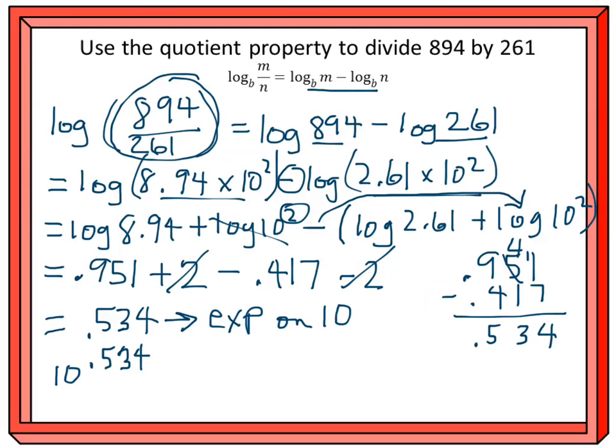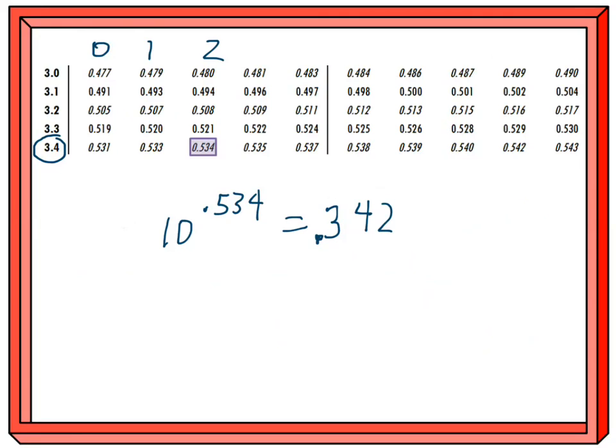Remember, we're working backwards this time. We're looking for 0.534, and here it is. So it's on the column with 3.4, and this is 0, 1, 2. What I want is 10 to the 0.534 power is equal to 0.342. And that's our answer right there.